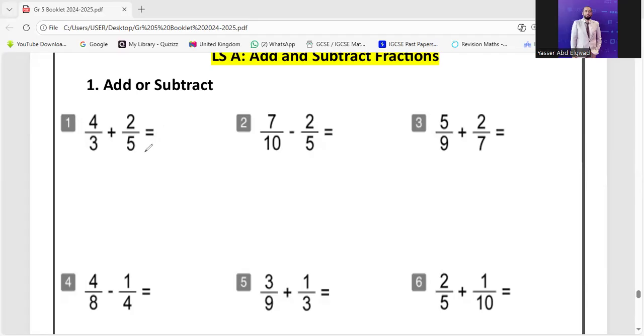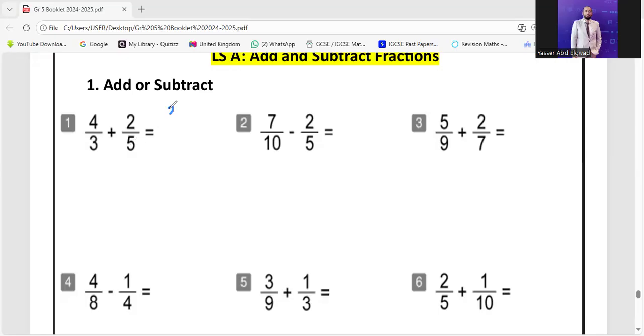How is it going? Our lesson today is about adding and subtracting fractions. Here we have 4 over 3 plus 2 over 5. How do we make 3 and 5 the same? We can't, but we have two ways.